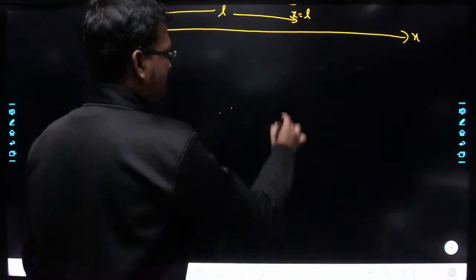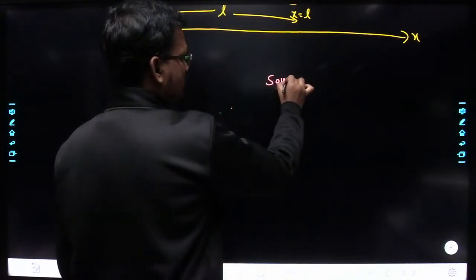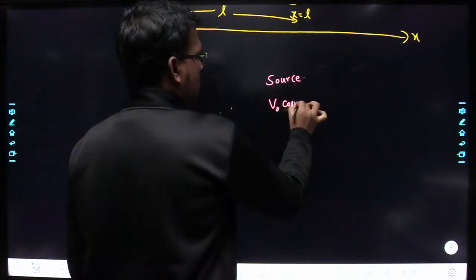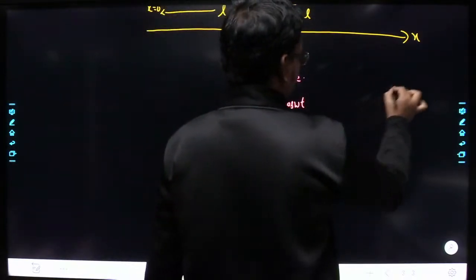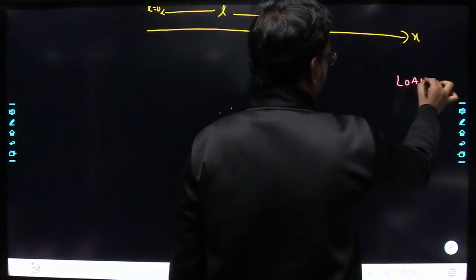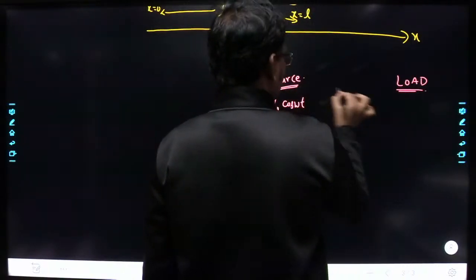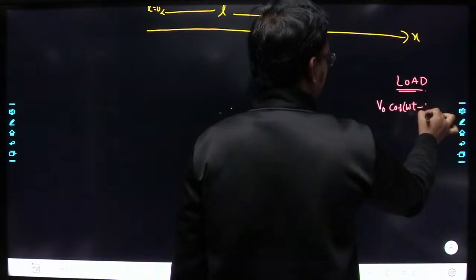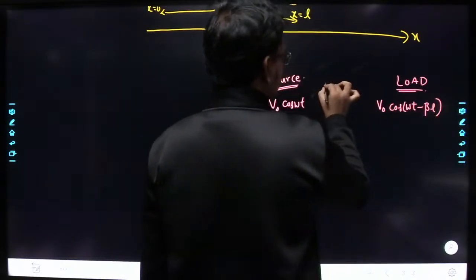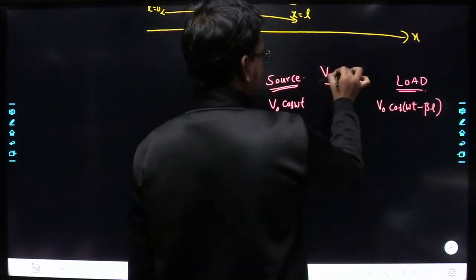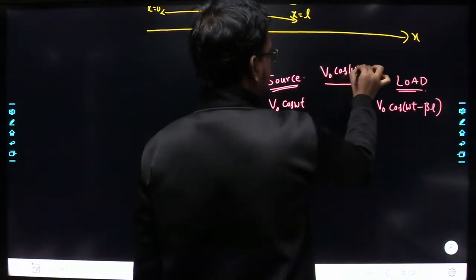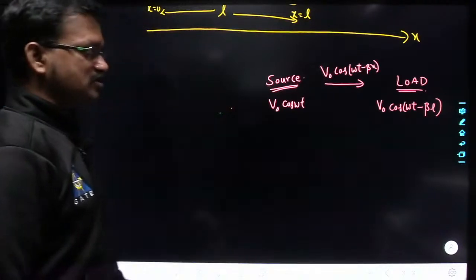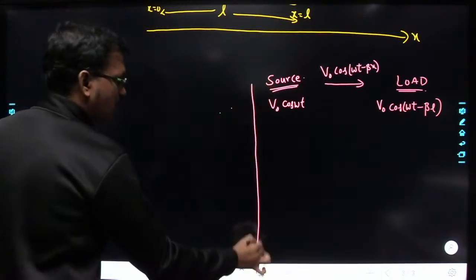So that means at the source we have V0 into cos omega t, and at the load the signal is V0 into cos of omega t minus beta L, and from source to load, the signal is V0 into cos of omega t minus beta x. So this is the situation, right?